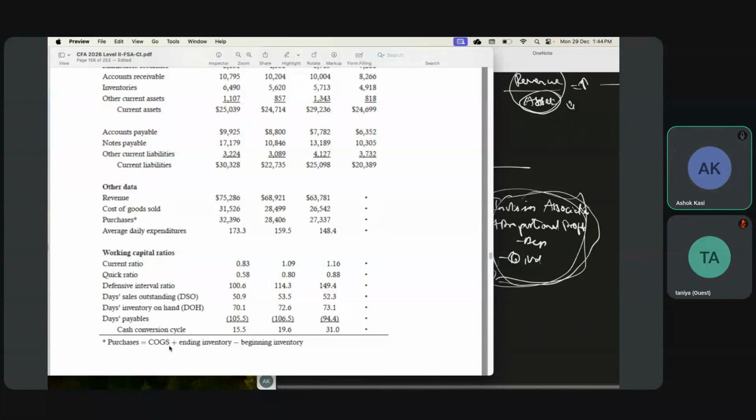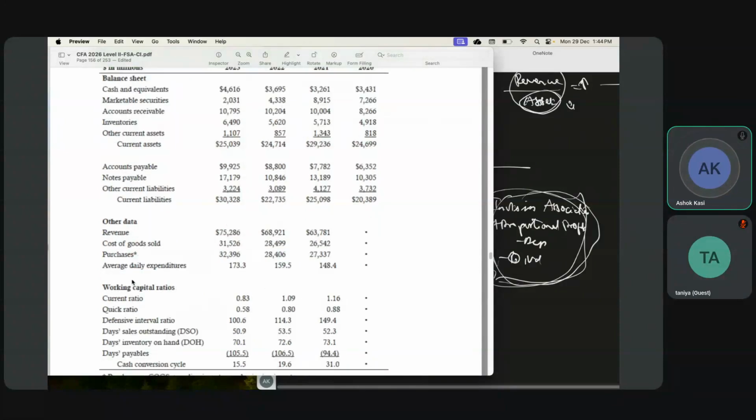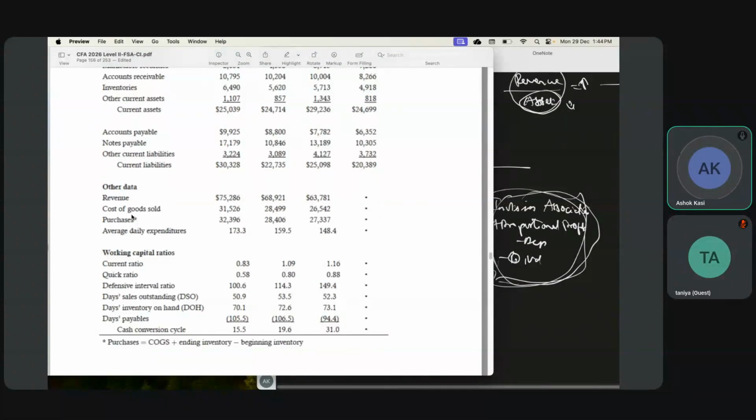So here purchases are equal to cost of goods sold plus change in inventory. Revenue, cost of goods sold, purchases. That purchase has been elaborated here.